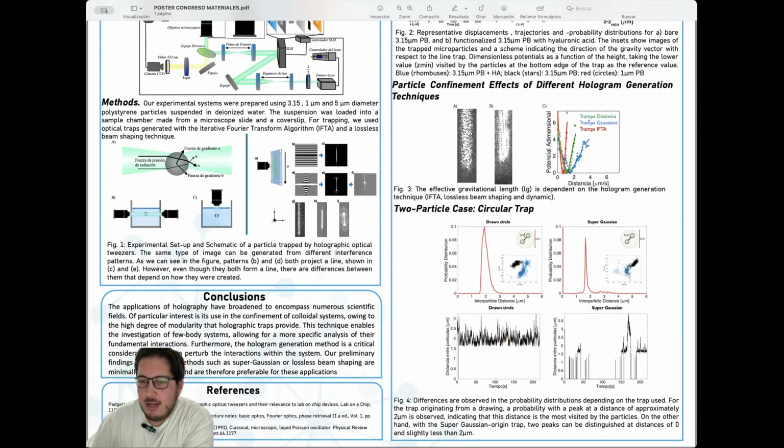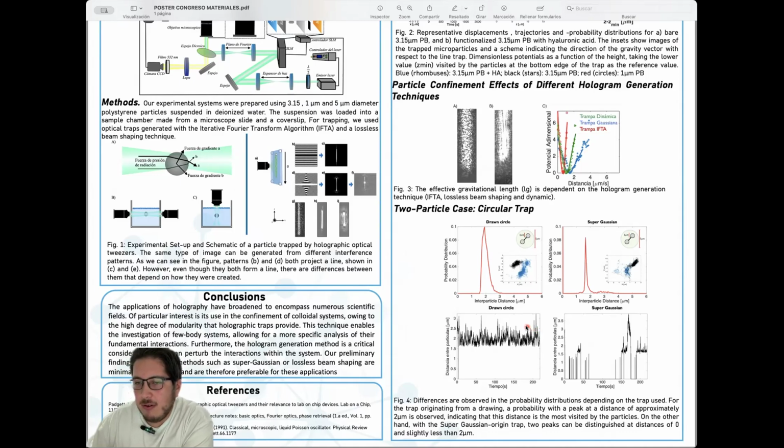But now, look what happens on the right. When we switch the method to a super-Gaussian, or lossless beam shaping, the interaction completely changes. This happens because the super-Gaussian method creates an additional potential in the center. So even though they are confined in circles of the same size, the central attraction completely changed the system behavior. What's interesting is that we can see the particles jump between the two peaks, or stable distances, without spending much time in the middle. Okay, and this final result is the clearest demonstration of our central message.